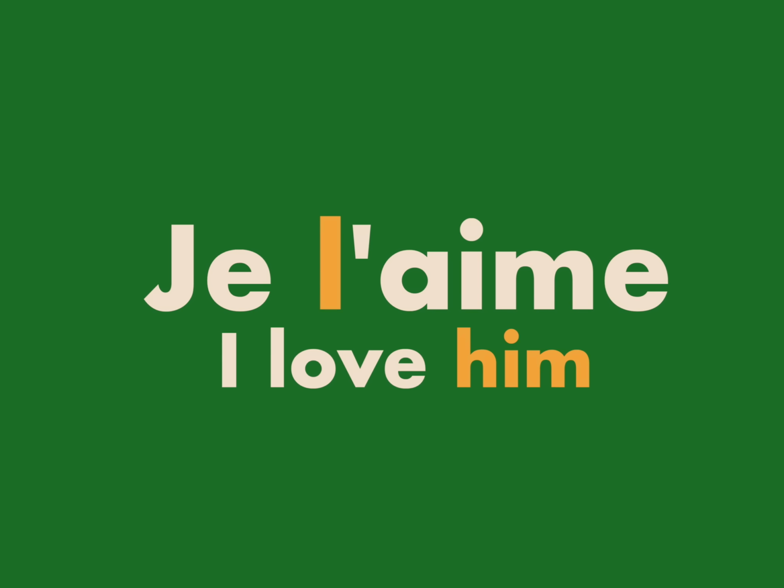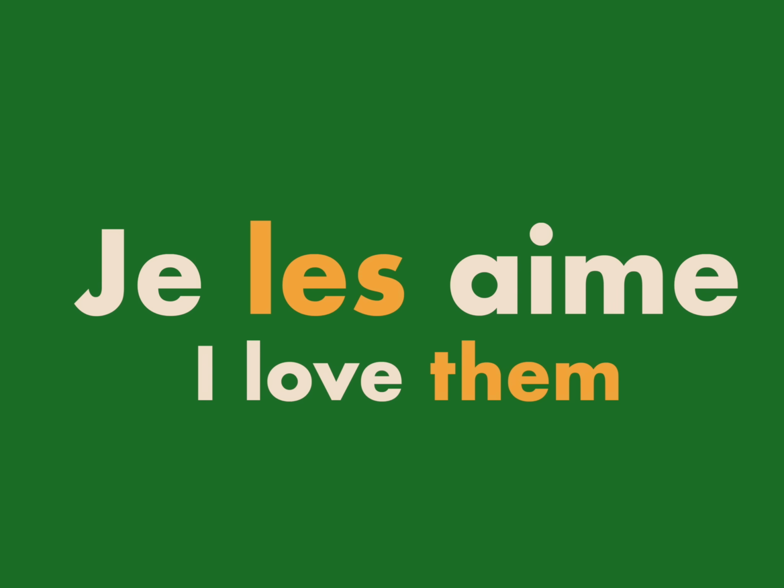So, if I want to say I love him, I'm not saying je lui aime, because remember, lui is an indirect object. You would say je l'aime. I love him. Same thing with I love them. Je les aime, because the les is a direct object. Bitch, who do you love? Them. You're not loving something to them. You're loving them. I hope y'all got this.